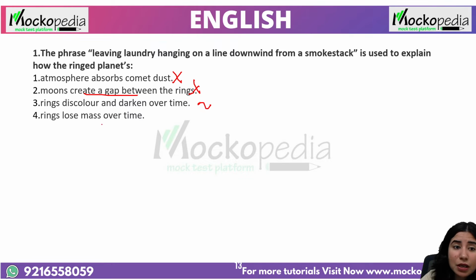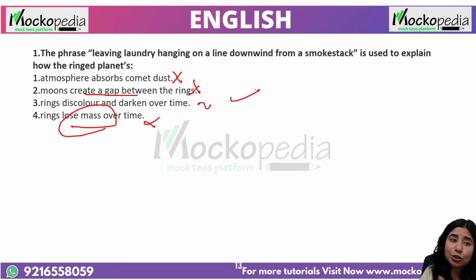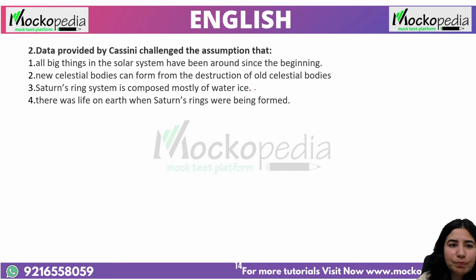So we can keep this. Ring lose mass. So how is it losing mass? Nowhere mentioned. So see, such technical passage and such quick answer, right? So let's come to the second one. Data provided by Cassini challenge the assumption that. तो आपको अगर Cassini की information पे जानना है तो आप वापस जा सकते हो, right? So we can go back in case you feel the need.